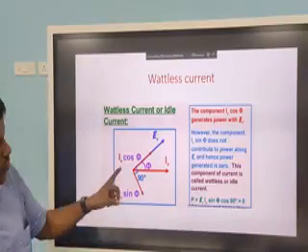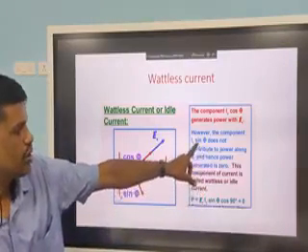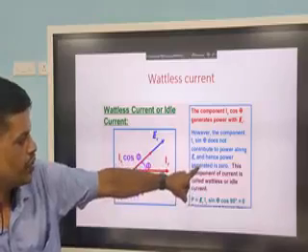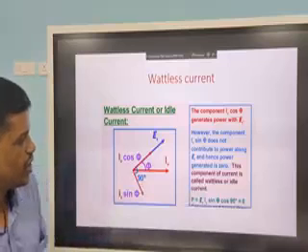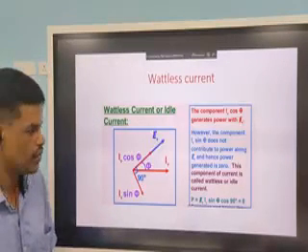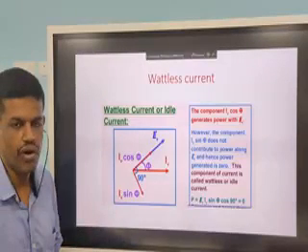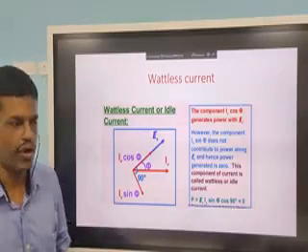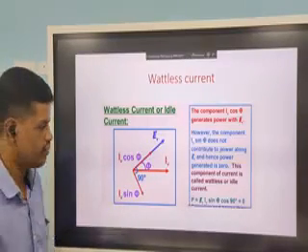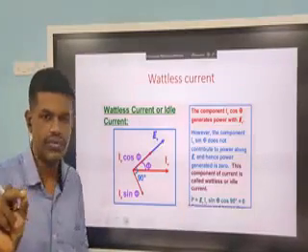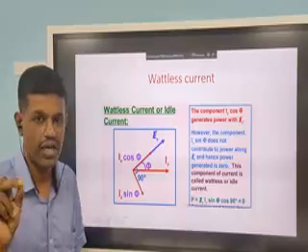We can have an expression for wattless current from this expression. The power is generated by Irms Vrms cos phi. The component Irms sin phi is the wattless component. It does not do any work. Only Irms cos phi does work. So if phi is the phase difference, the wattless current is equal to Irms sin phi.